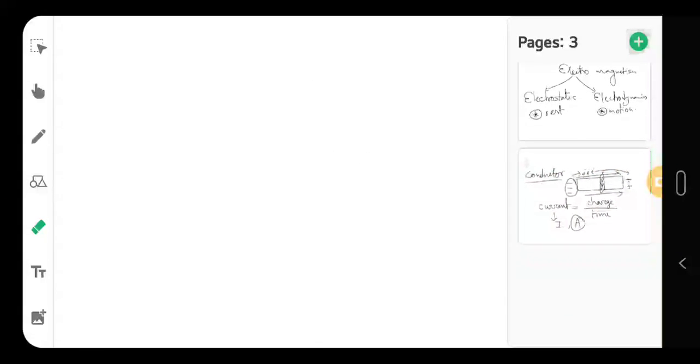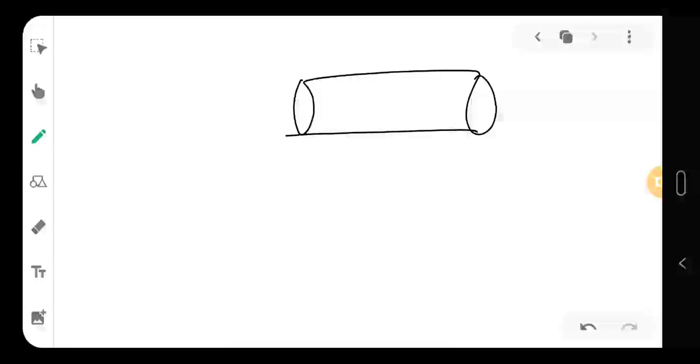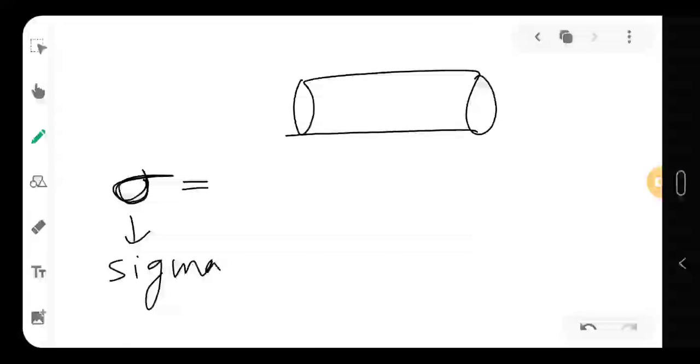Now coming to some more things. Something called current density. Let's say you have a conductor like this. There are volume current density and surface current density. Generally we talk mostly about surface current density. This symbol is called sigma, small sigma. So sigma is current by area. For unit area, how much current is flowing, that is given by the surface current density.